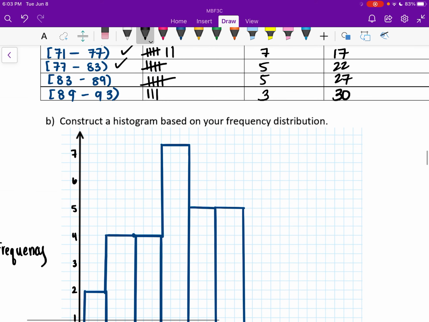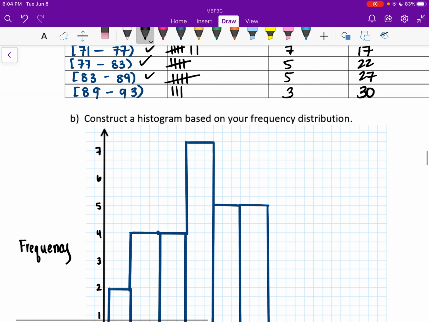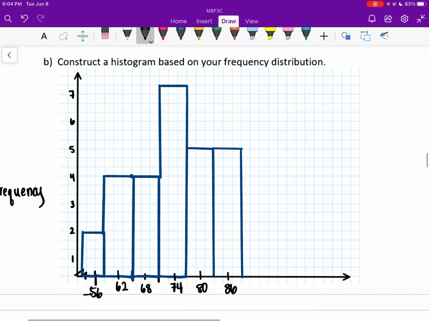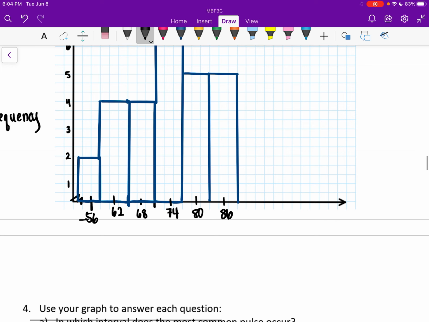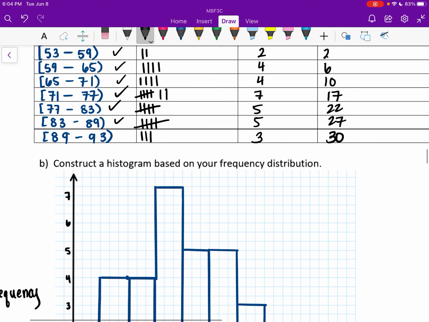And then our last but not least interval is 89 to 93. Right? So we're going to go and draw a line here. And we know that there's 3 in that bucket. So I'm going to go here, draw a line up to 3. 1, 2, 3, right here. And then make a bar there. Right? And the middle of that graph is going to be 92.